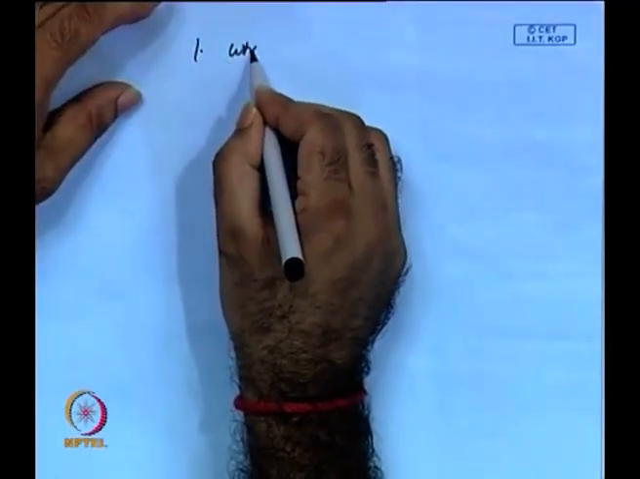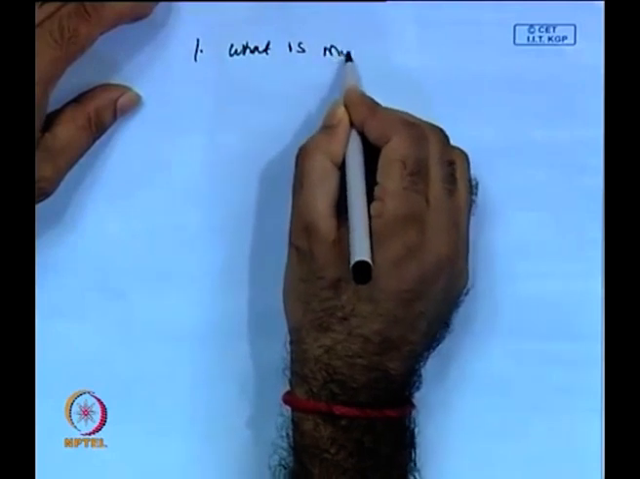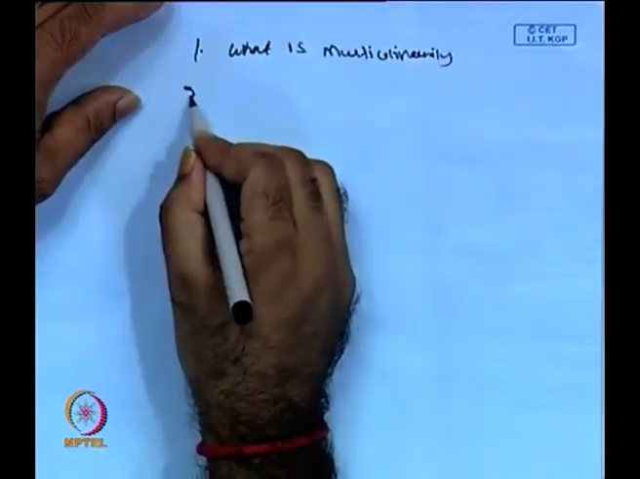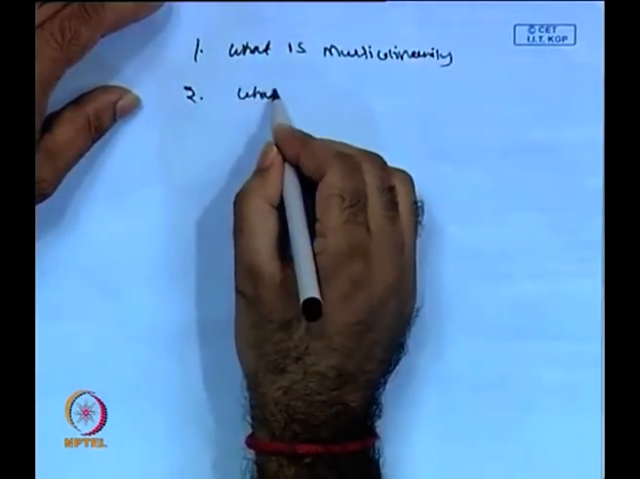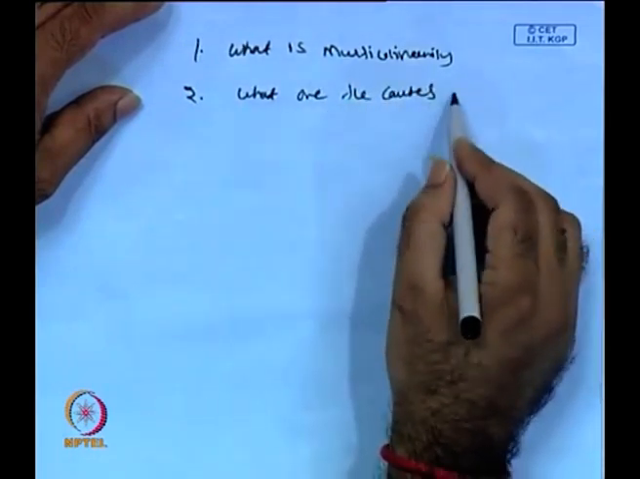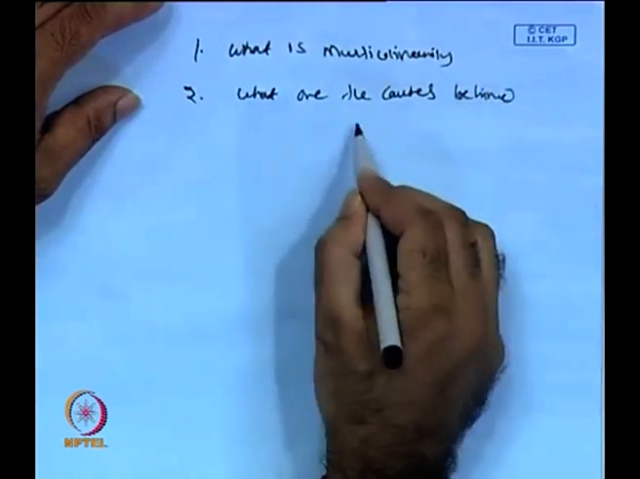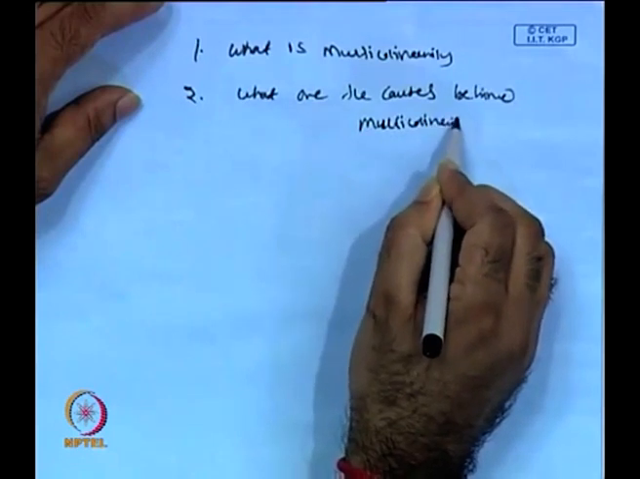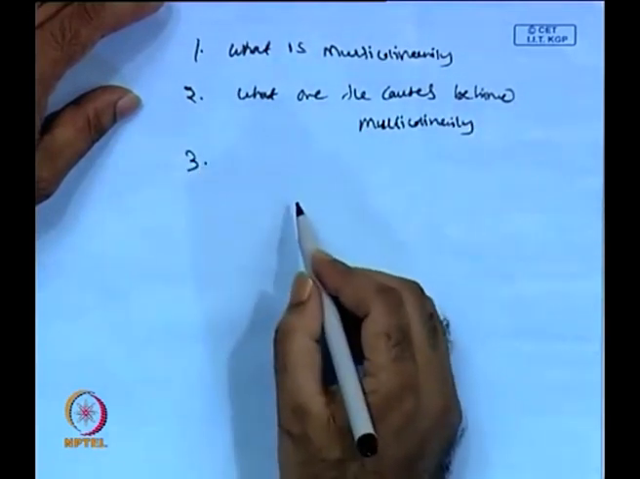So now we would like to discuss the various structures and issues of multicollinearity. First, we would like to know what it is all about. The second issue is what are the causes behind multicollinearity. This is the second problem we have to discuss.